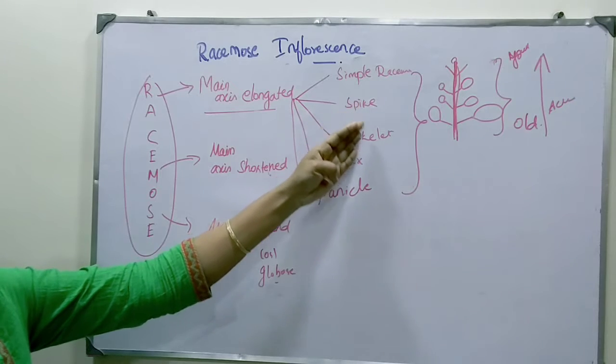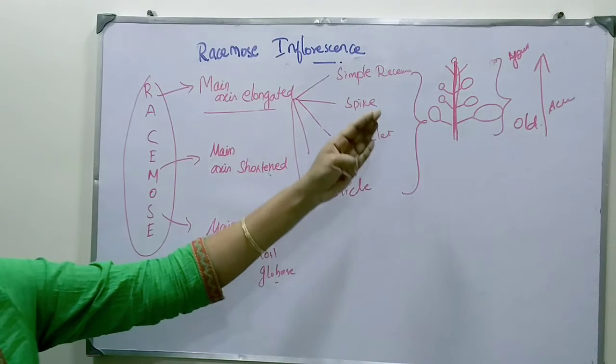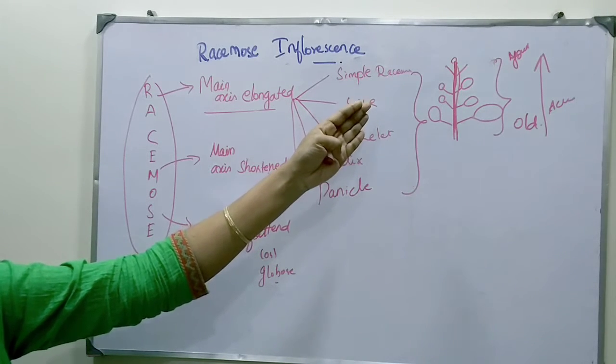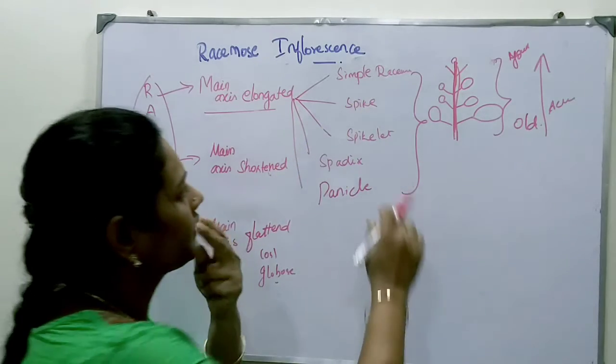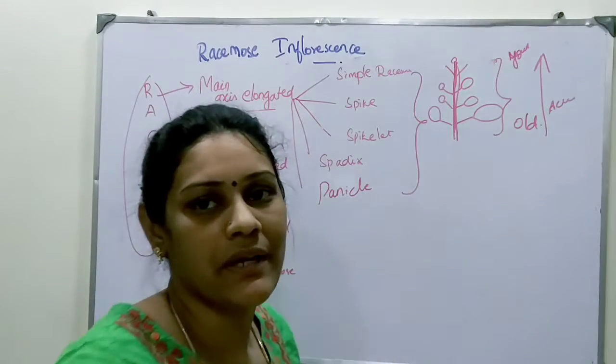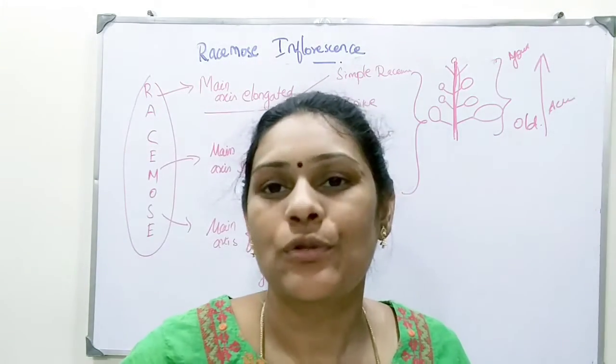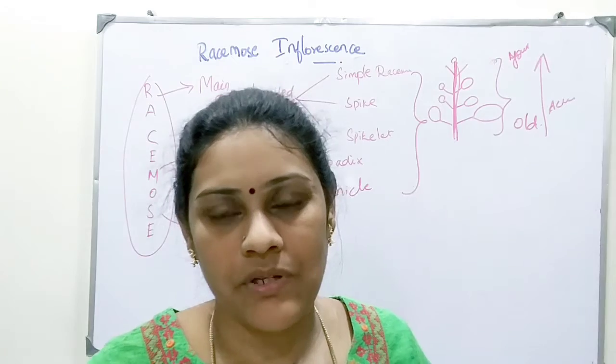The second type of the racemose is spike. What is called spike? Spike, you have seen that. That is spikes, the spikes hairstyle. Many of the boys will choose to do that, right? So like that, we can call it spike here.